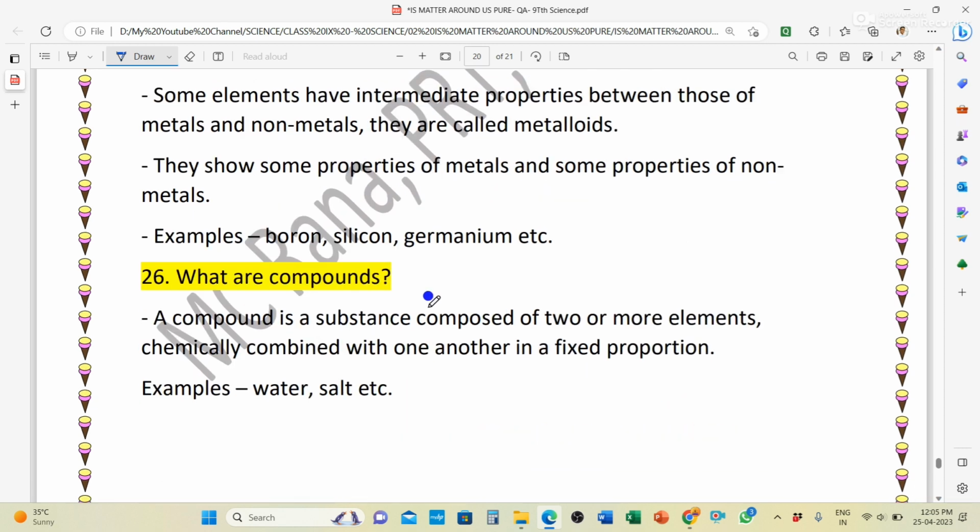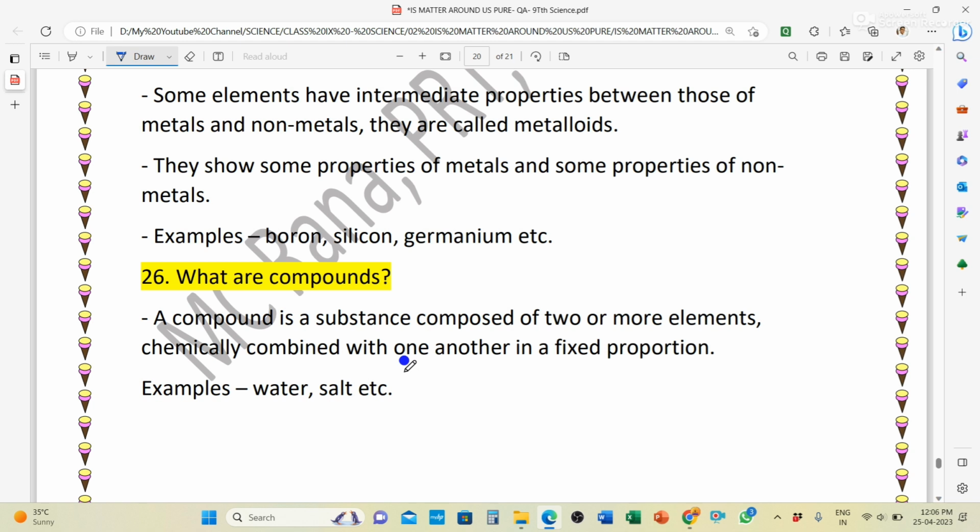What are compounds? A compound is a substance composed of two or more elements chemically combined with one another in a fixed proportion. In case of a mixture, there is no fixed composition. They have variable composition, and they also show the properties of all the components. But in case of a compound, there is fixed proportion, and a compound does not show the properties of all the components. Because in a chemical reaction, the chemical composition changes, so new substances are formed.